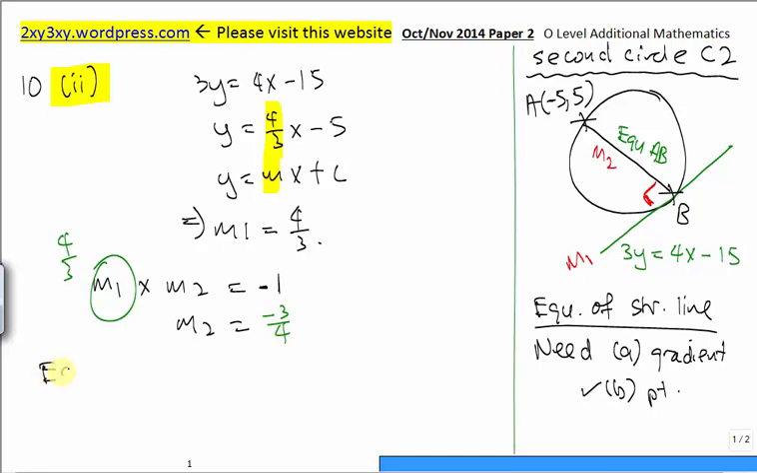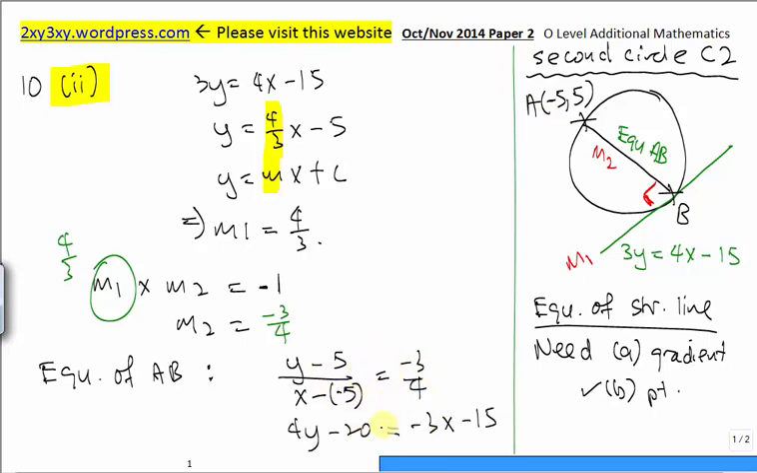Therefore, the equation of AB is given by the gradient formula: y minus the y coordinate here, which is 5, over x minus the x coordinate here, which is -5, equals -3 over 4. If we cross multiply, it will give us this expression here. If we simplify this expression, it will give us 4y plus 3x equals 5. That is the equation of AB. So now we know that the equation of AB is 4y plus 3x equal to 5.